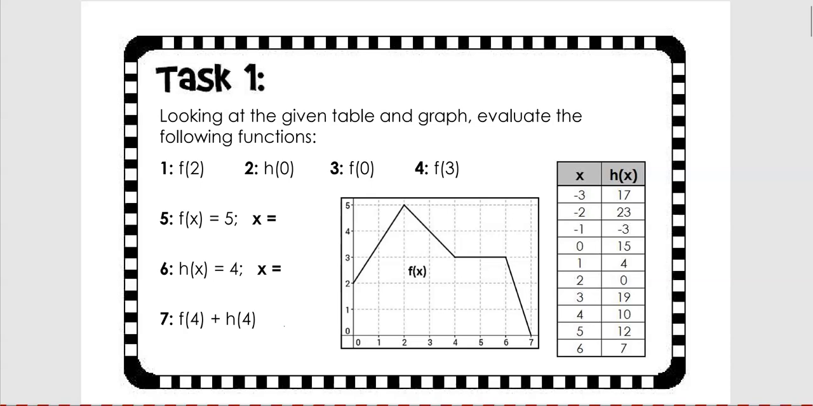Hey guys, so we're going to go over some of the things we need to do for our evaluating functions task cards that you were given. Evaluating quadratic functions or any functions, it's the same process no matter what you're going to do. So you need to check to see what you can find from the information that you're given.